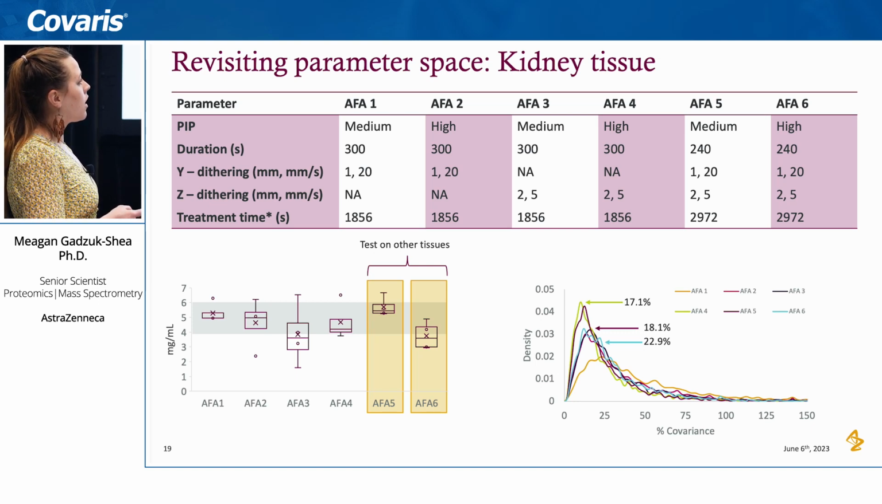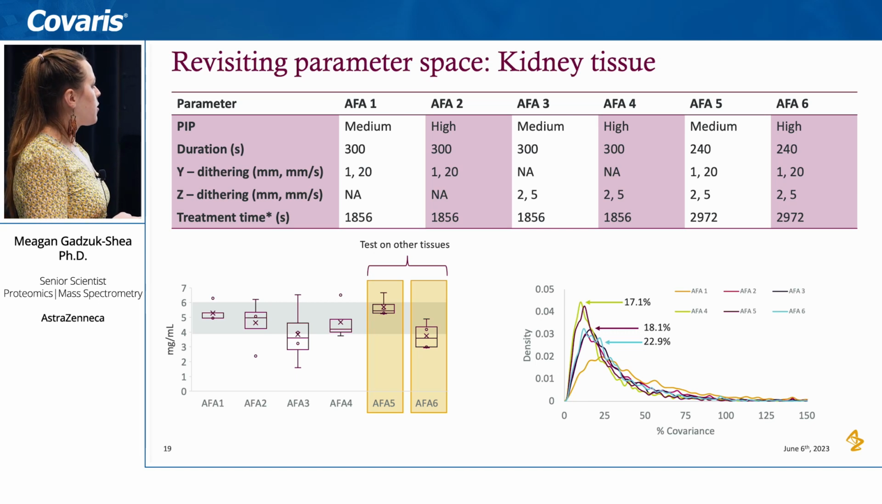So AFA 4, which actually doesn't have the dual treatment, we got below 20%, but also with the AFA 5, we were able to get below 20%. But we chose to go forward with AFA 5 and AFA 6 because we knew that AFA 4 didn't give us the best results previously.